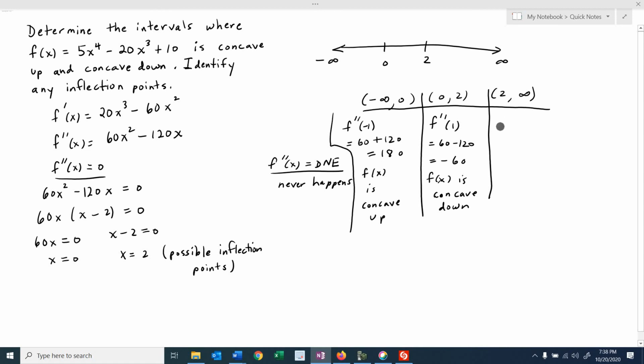And then let's pick 3. That 3 is a test point in here. Plug that into the second derivative, and let's see what you get. 60 times 3 squared minus 120 times 3. Okay, so that's 9 times 60 is 540, minus 360, and that gives you 180. And so it's concave up in here.